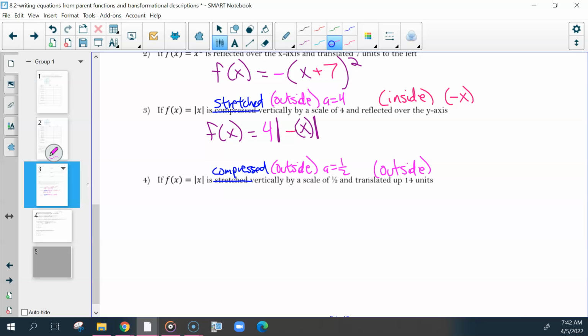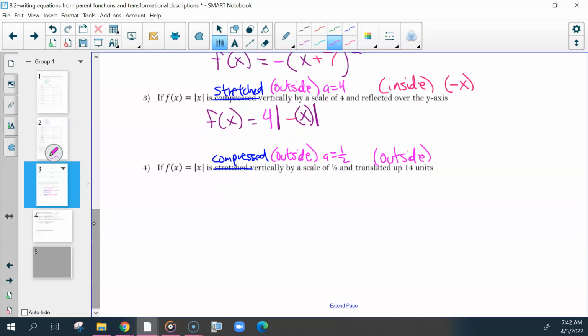So just like the one where we have translate left, is that plus, is that minus? It's going up, and then plus. So in this case, both of these things are on the outside. Sometimes that happens, sometimes you don't have any inside pieces, or vice versa of that. So our function, we have f of x equals, we have 1/2 on the outside of our absolute value signs. And then on the outside of that, we also have plus 14.